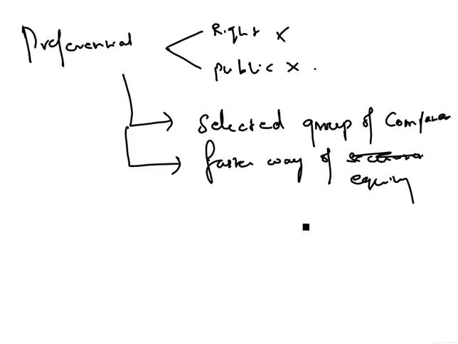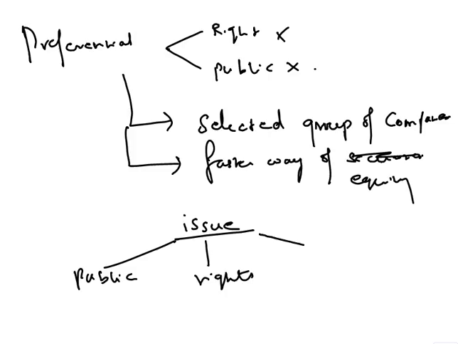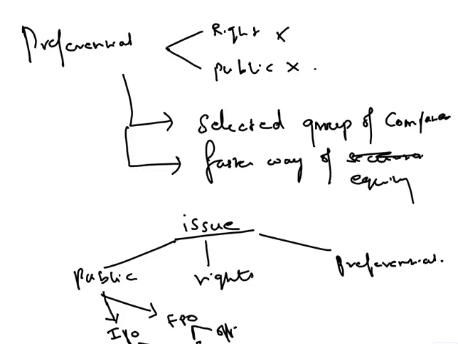So thus we have seen the classification of issues like this. If we take issues, it can be a public issue, or a rights issue, or a preferential issue. In the case of a public issue, there can be an IPO, and also there can be an FPO, that is further issue. That's what I call FPO, further public offering. Under IPO you can use a fresh issue, or there will be an offer for sale. The same goes for this. There will be a fresh issue or an offer for sale.